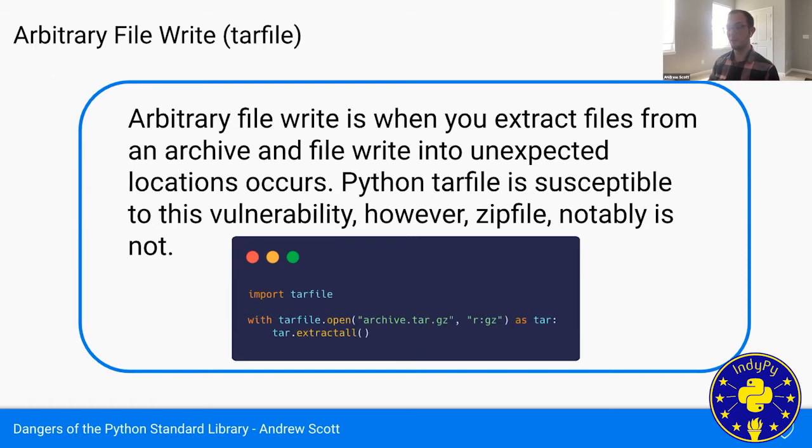And this is what some of the vulnerable code would look like. This is actually probably just straight up what the example code for this module would look like. This is the classic way to go through and extract everything from the archive. One note before we move on is that zipfile works very, very similarly to tarfile, and zipfile is actually not susceptible to this vulnerability.